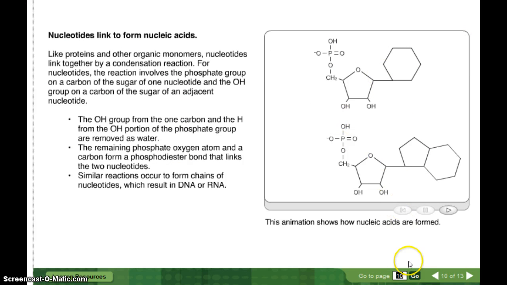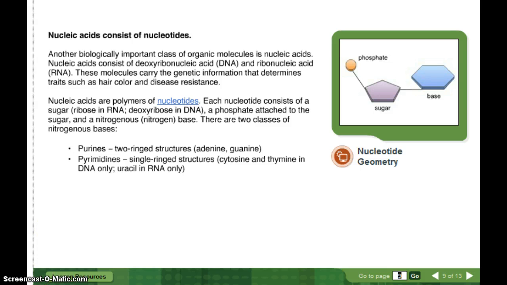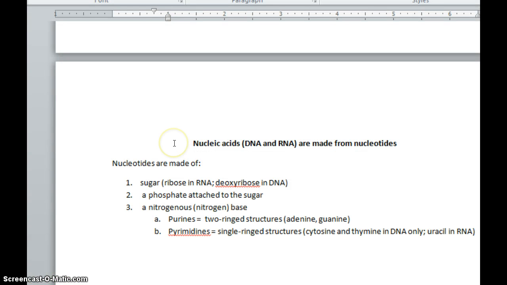And then they're going to link together, of course. Just like the amino acids link together to form a protein, the nucleotides link together in order to form nucleic acid. So let's add some stuff to our notes. So I added to our notes: nucleic acids, DNA and RNA, are made from nucleotides. Nucleotides are made of a sugar, a phosphate attached to the sugar, and a nitrogenous base. And the nitrogen bases, you can have the purines or the pyrimidines.